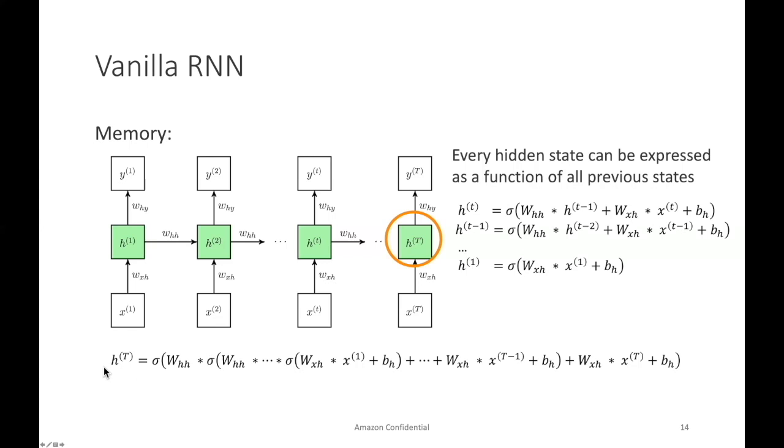And this keeps happening continuously. So overall, if you unroll the RNN, this last time step will be something like a deep chain of these inputs and previous hidden states being multiplied together.